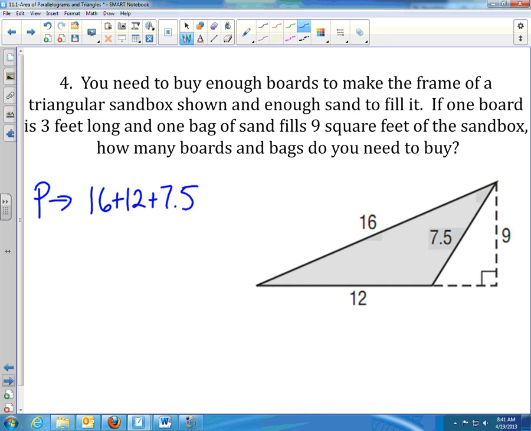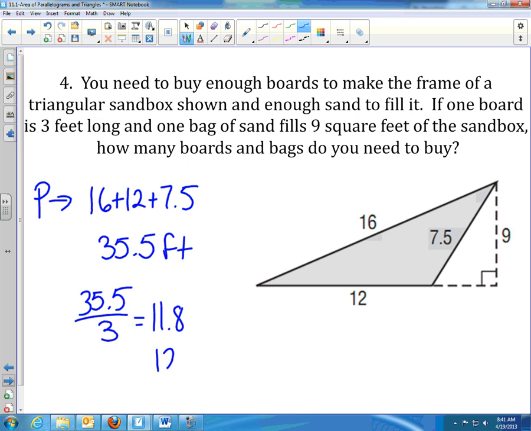And for our perimeter, we end up with 35.5 feet. But we want to find out how many boards we need to buy, and each one is worth 3 feet. So if we take that 35.5 feet and divide it by 3, that's going to tell us how many boards we want. And that's 11.8. We probably aren't going to buy 0.8 of a board, so we're actually going to round that up to 12.